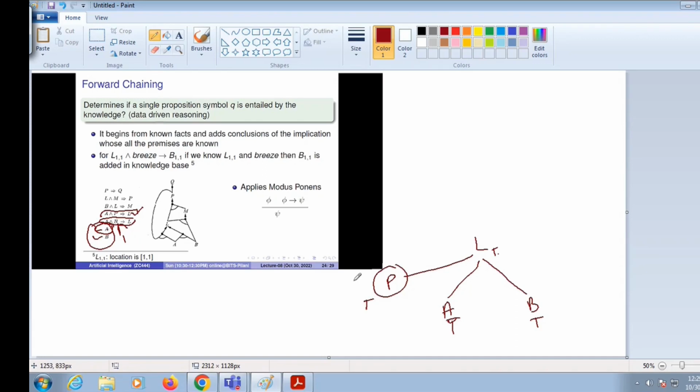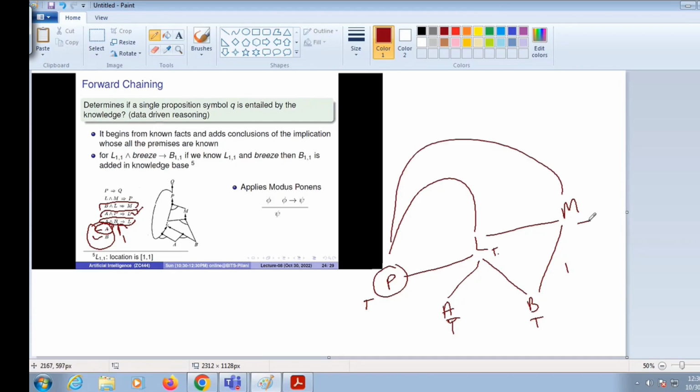Am I right or not? B and L implies M. This is L, so if I combine B and L, it gives me M. L and M implies P. So what is the value of M? It is true, because L was true and B was true. So by this also I can derive that the value of P is true.